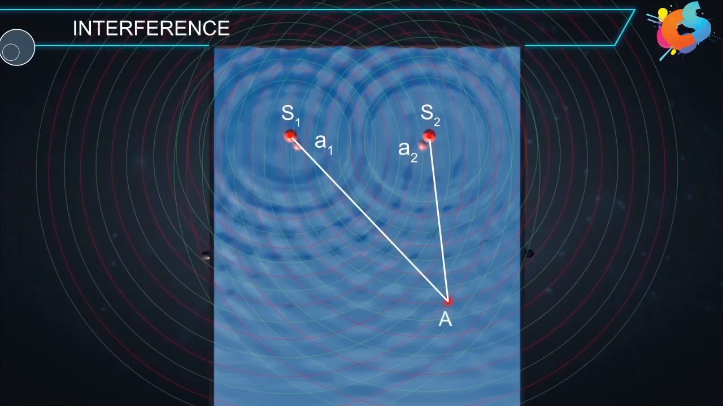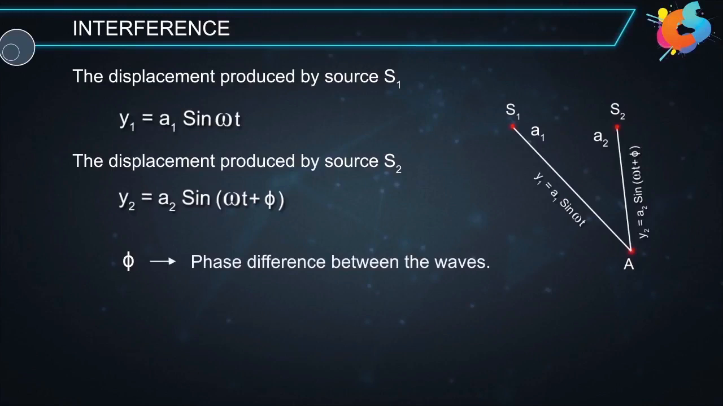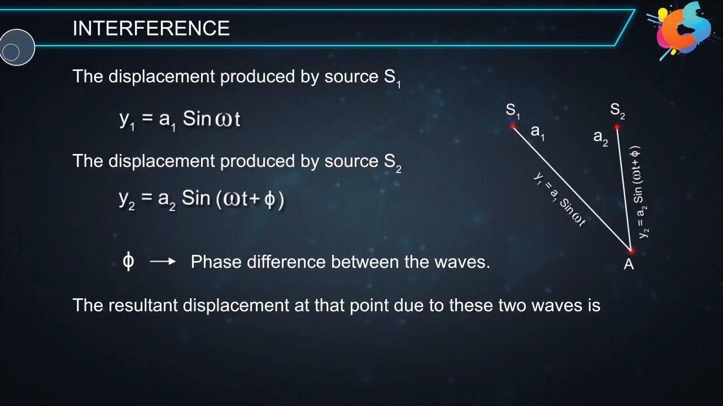Consider an arbitrary point A. If the displacement produced by the source S1 at this point A is y1 = a1 sin ωt, and the displacement produced by the source S2 at this point is y2 = a2 sin(ωt − φ). The displacements produced by sources S1 and S2 differ in phase by φ, and the resultant displacement at the point A due to the two waves is y = y1 + y2.